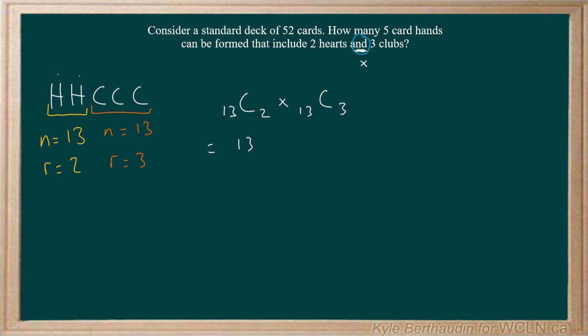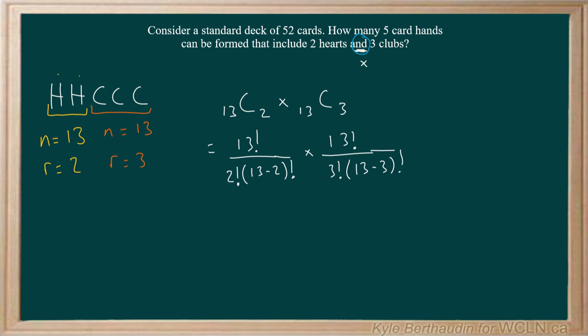So we're going to have 13 factorial divided by 2 factorial times 13 minus 2 factorial. And all of that is multiplied by our other combination here, which is going to be 13 factorial divided by 3 factorial times 13 minus 3 factorial.